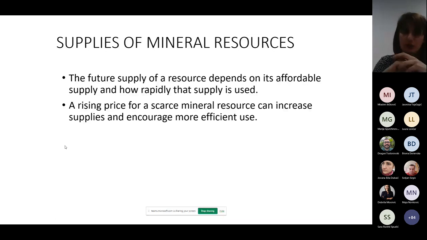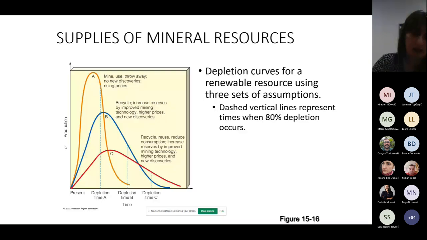So the future supply of resources depends on affordable supply and how rapidly that supply is used. As we can see, there are three different curves of production over time for some mineral resources. The best option is if we perform recycling, reuse these minerals, reduce consumption, and increase reserves by improved mining technology, higher prices and new discoveries. This is the best option because we will reach the depletion time in three times the time, compared to depletion time A, where only the mine, use and throw away concept is considered.